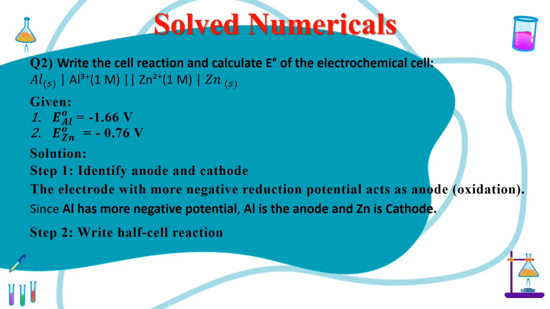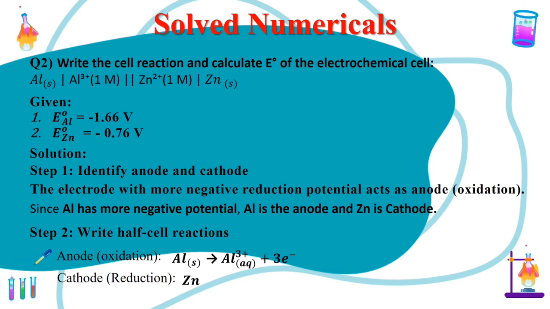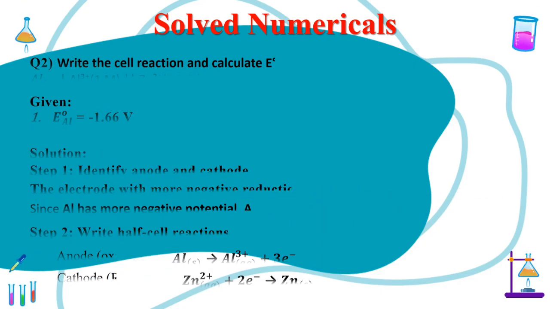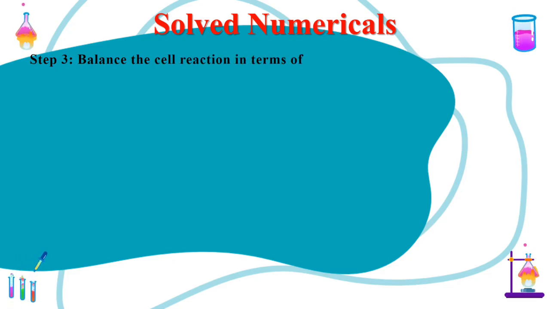After that, write the half cell reactions of each electrode. At anode, aluminium is oxidized to aluminium plus 3, and at cathode, zinc ion gets reduced to zinc solid. As we have seen, the above reaction is not balanced. So we need to balance in terms of electrons and write the overall cell reaction.